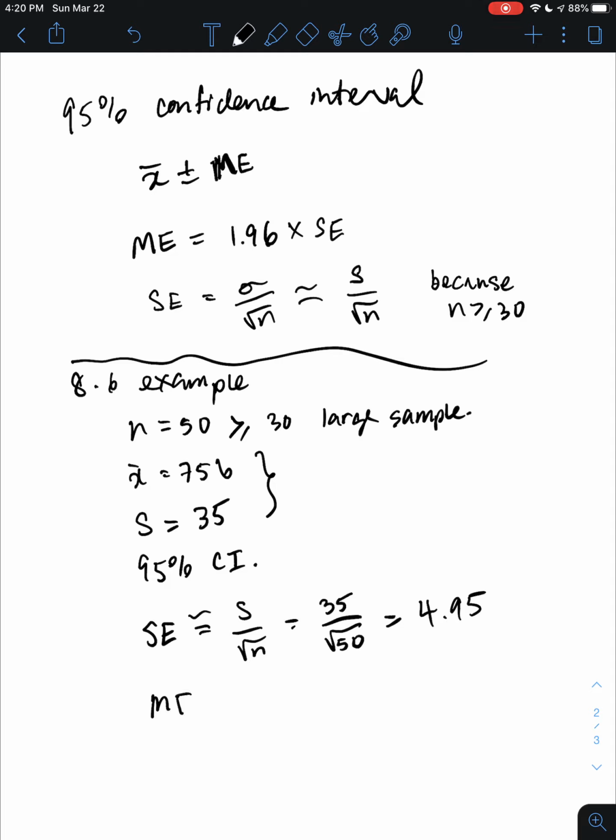Now our margin of error is not exactly 2 times the standard error, but more like 1.96 times the standard error. So I take the result that's sitting in my calculator and multiply it by 1.96. I'm going to get 9.70.